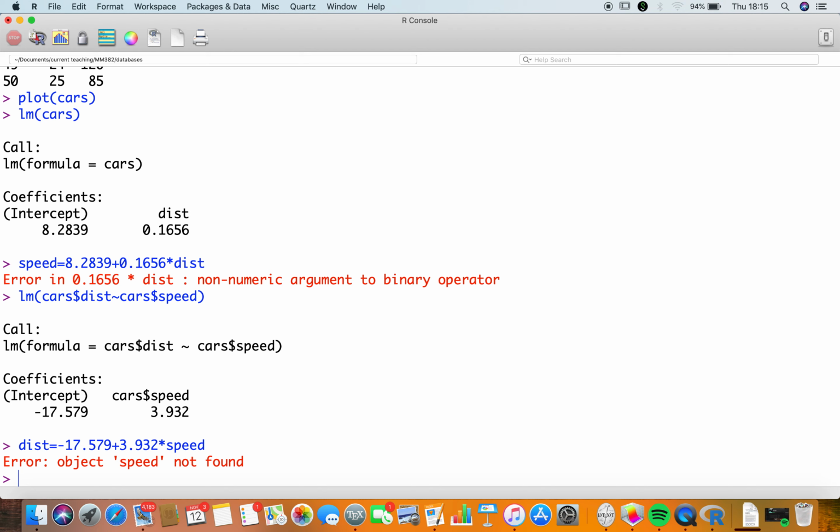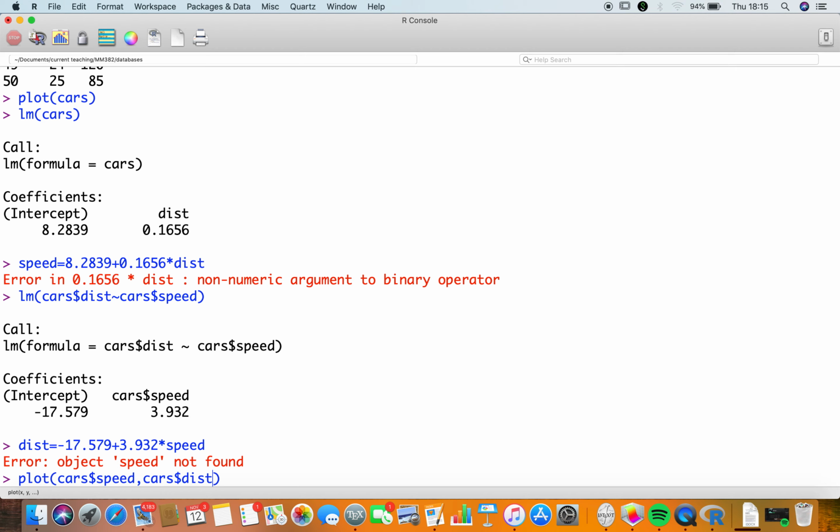Now let me just do it again, plot. Just to be sure, I'm going to put my speed along the x-axis. So I'm going to have cars speed here. Now, of course, in R, the first argument in the plot function is on the x-axis, and the second one is on the y-axis, the vertical axis.